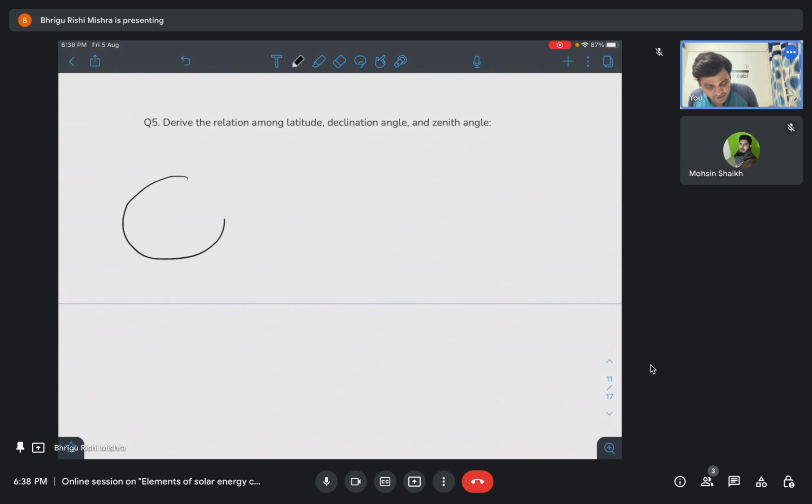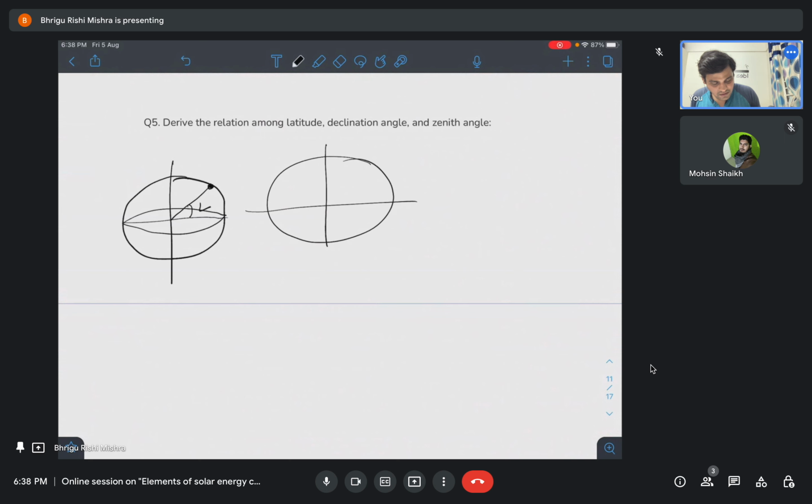So latitude is, if this is the position of the observer, sorry, it's this line, and this is the latitude angle. A declination angle is similarly like this, and this is the equatorial plane, and the sun rays are coming like this. So this angle is the declination angle, and then the zenith angle.